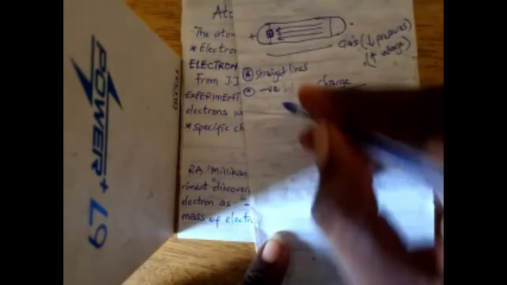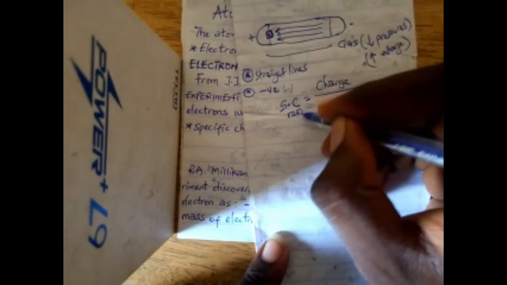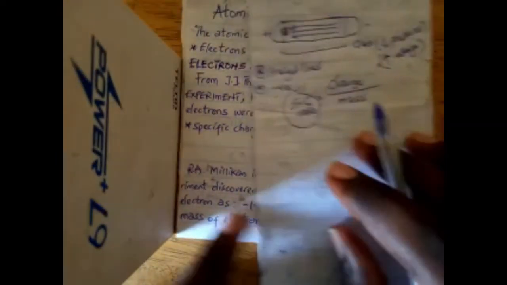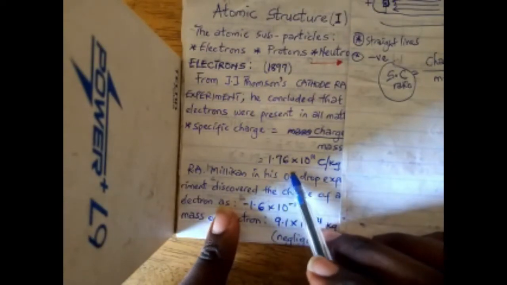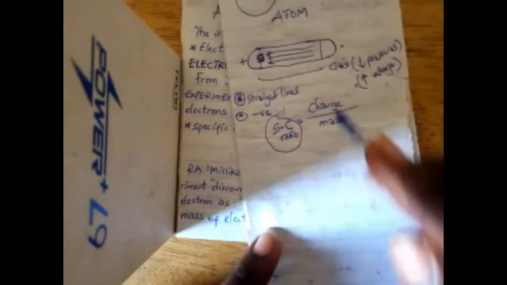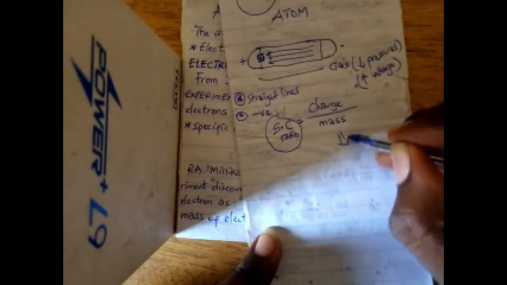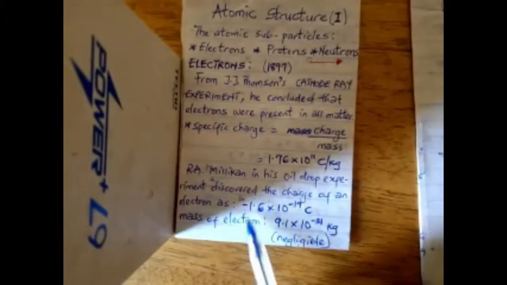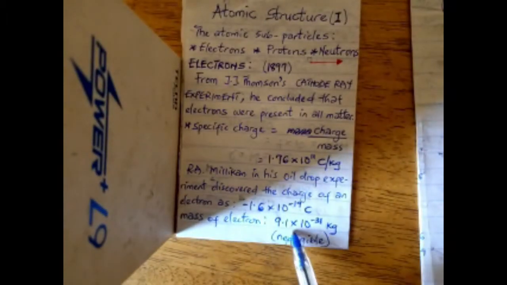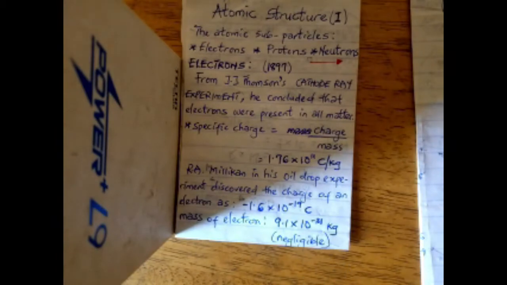And since we know the specific charge ratio to be 1.76 times 10 raised to the power 11 coulombs per kg, and we discovered the charge, they were able to determine the mass of an electron, and the mass of an electron is 9.1 times 10 raised to the power minus 31 kilogram, which is very negligible.